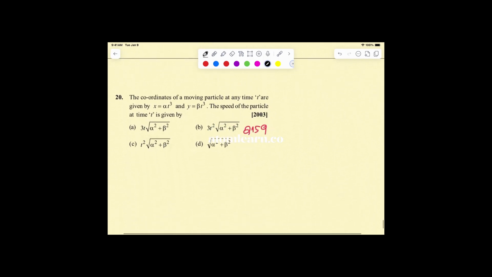Next question. The coordinates of a moving particle at any time t are given by x equals alpha t cube, y equals beta t cube. The speed of the particle at time t is asked. Therefore dx by dt is 3 alpha t squared and dy by dt is 3 beta t squared. Now the speed means the modulus value of this, which is 3 t squared, common outside, times the square root of alpha square plus beta square. Understood?